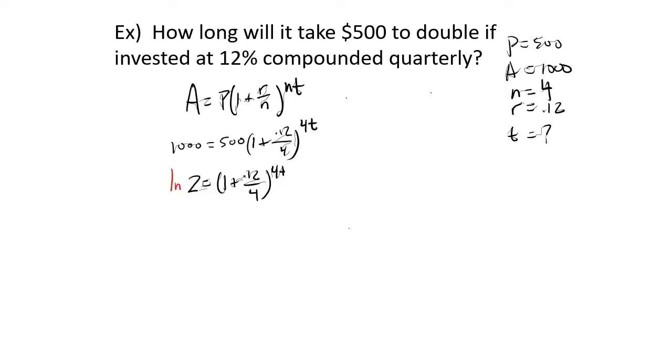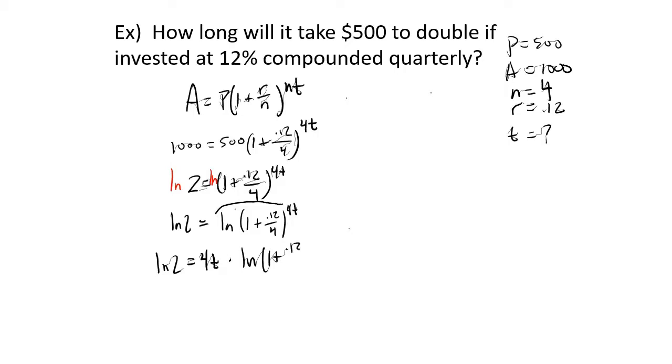So I'm going to take the ln of this side, the ln of this side. That's going to give us the ln of 2 is equal to the ln of (1 plus 0.12 divided by 4) to the 4t power. The power rule lets me bring that exponent down in front. And so what we end up with is that the ln of 2 is equal to 4t times the ln of 1 plus 0.12 over 4, right?